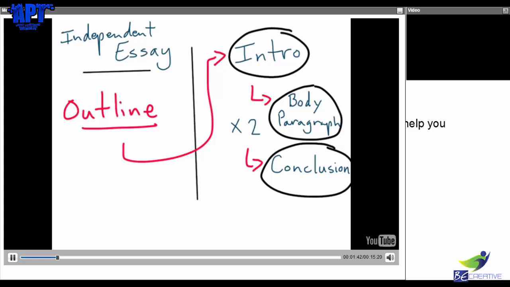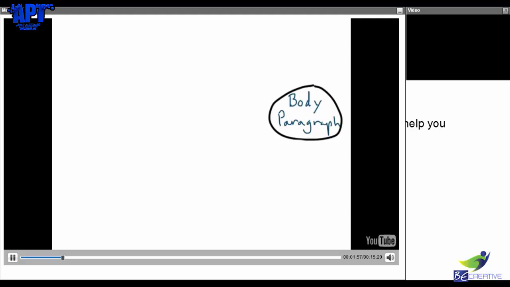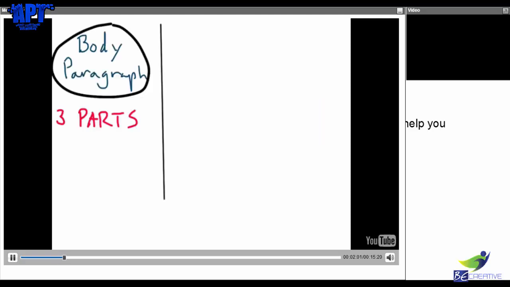And the conclusion is always a restating of the introduction or the thesis, restating what your main supporting ideas were. But that's for another video. Today we're going to talk about what happens in the body paragraph. My student was having trouble with an aspect of the body paragraph, so let's review the structure of the body paragraph in the TOEFL independent essay.